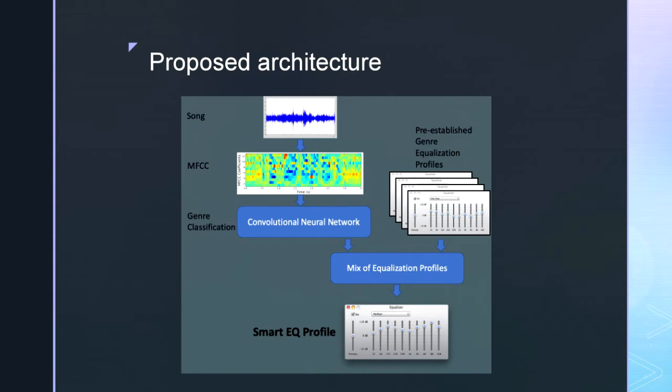For that, we take an audio file as the input and process it to generate its MFCCs, or mel frequency cepstral coefficients, a distribution of numeric values which represent the sound's frequency strength over time as a 2D matrix. Then, we feed those values to our trained convolutional neural network model to generate a probability distribution of a set of musical genres. Finally, the system merges those probabilities with some pre-established equalization profiles and creates a custom profile for the song.